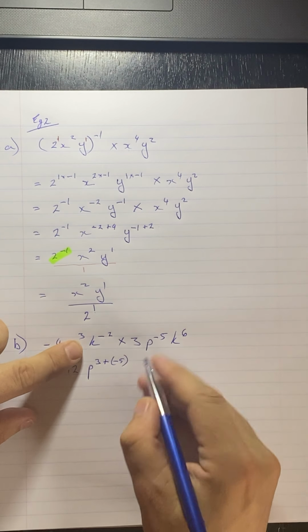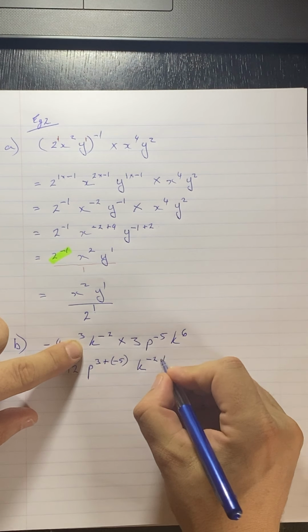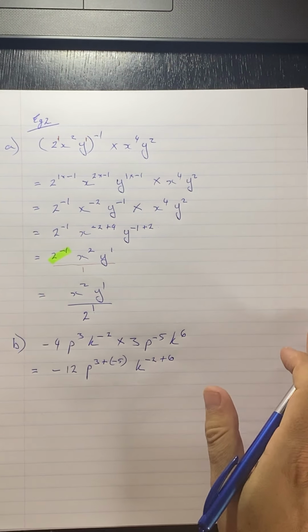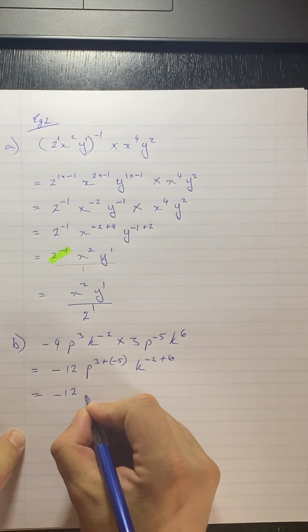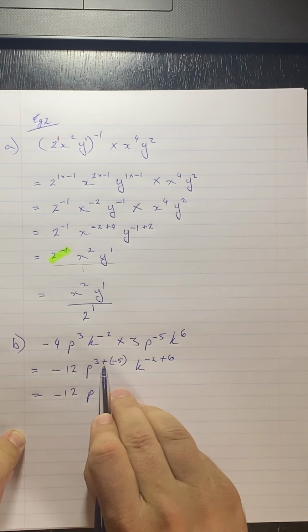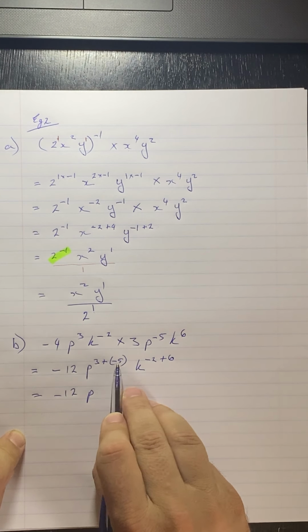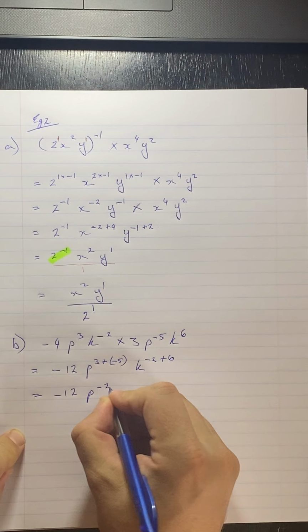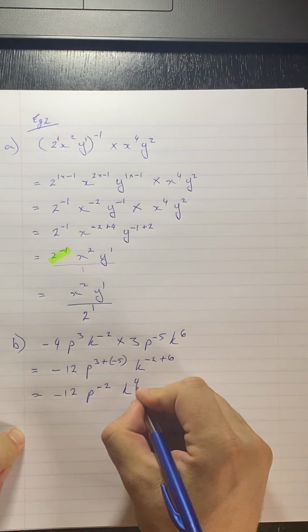Go on to the next variable. We've got k, minus 2 plus 6. Okay, let's just simplify these exponents. So that's minus 12p. Now 3 plus minus 5, the plus minus will give us a minus, so it's 3 minus 5, which is minus 2. k, minus 2 plus 6 is 4.